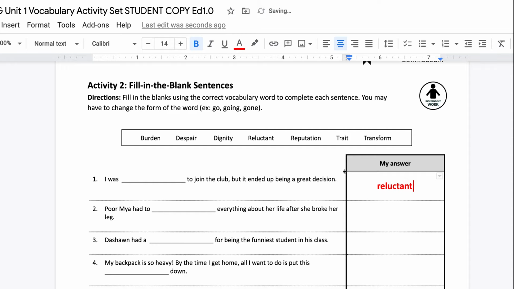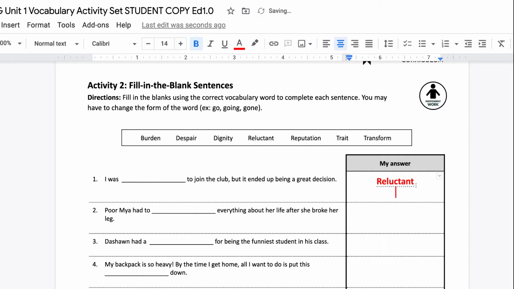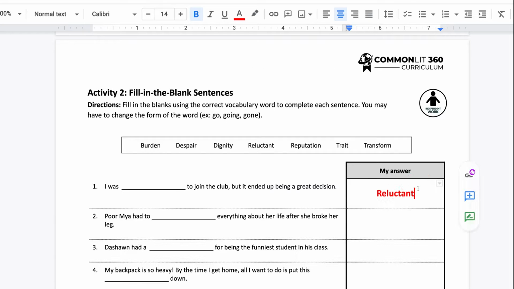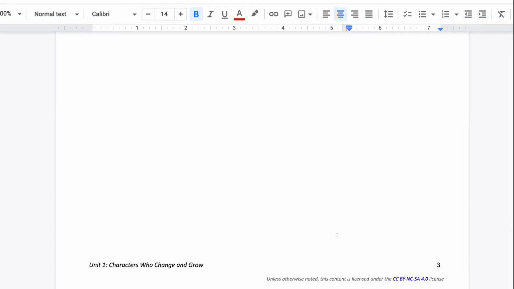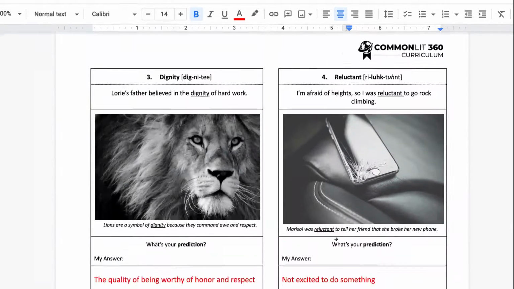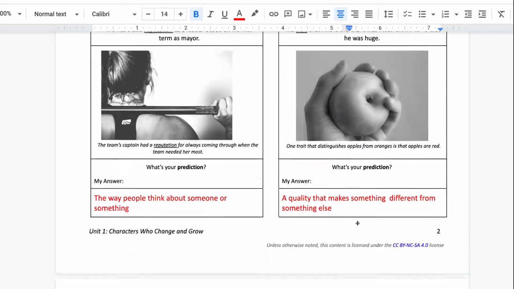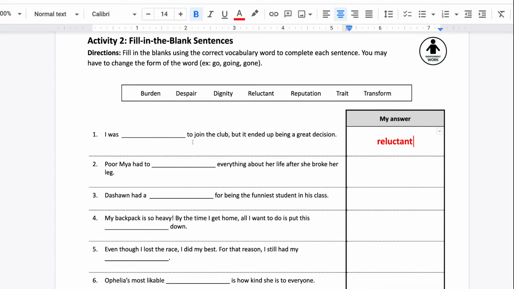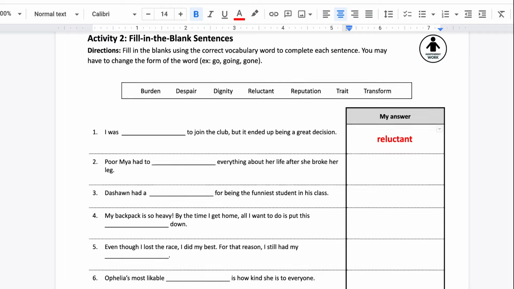Remember reluctant? Did I spell that correctly? No, I didn't. I know that looked funny. Let me use my spell check. Whoops, is it not going to work on this? Sure isn't. Let me fix that real quick. R-E-L. Actually, let's make that a lowercase r because this is not the beginning of the sentence. Reluctant. So remember, if you go back up to your definitions, it means not excited to do something. So if I'm not excited to do something, it might end up being a great decision in the end if you try it out.